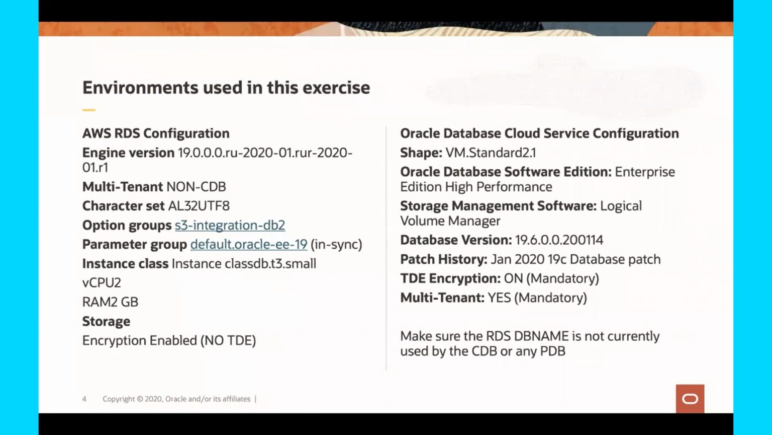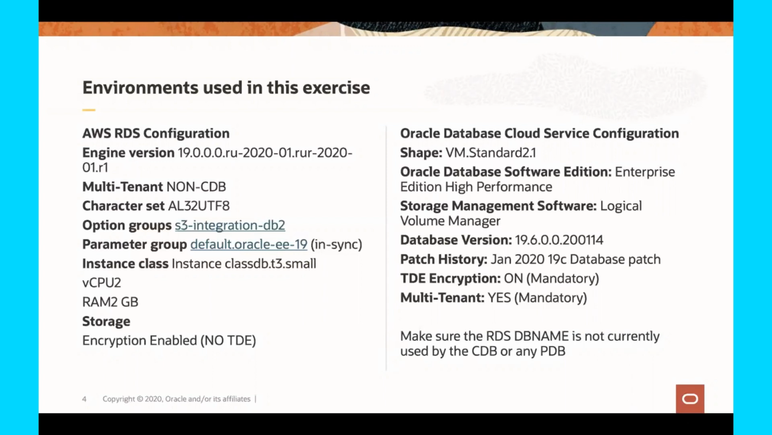Starting from the environment we used in this exercise, we used a small RDS instance, version 19, January 2020 image. It's a non-CDB instance, and that's one of the things that we will have to take care of when we migrate to ExaCS or DBCS. We use the S3 integration option group. I will point you to the right place in the AWS documentation on how to do that, but that's something that we will have to do. And then the parameter group is just the default one. It's a small instance, as I said, but clearly the process is exactly the same no matter what the size is.